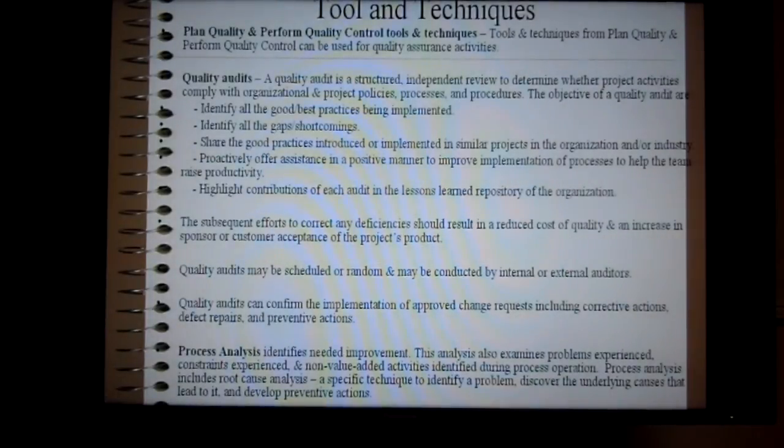Quality audits may be scheduled or random and may be conducted by internal or external auditors. Quality audits can confirm the implementation of approved change requests, including corrective actions, defect repairs, and preventative actions. Process analysis identifies needed improvement. This kind of analysis is also used within the tools and techniques being used, such as the run charts, control charts, etc. Programs like jump analysis are used, and they can identify trends, shortcomings, and specify control limits.